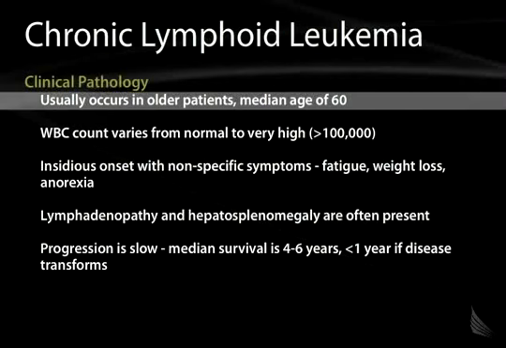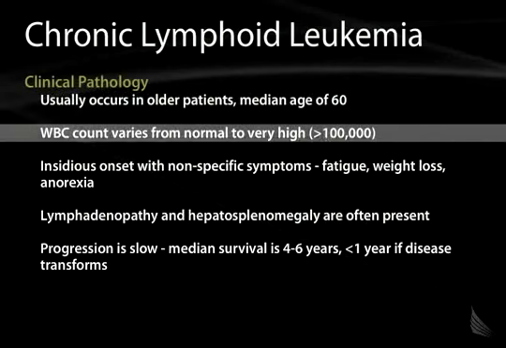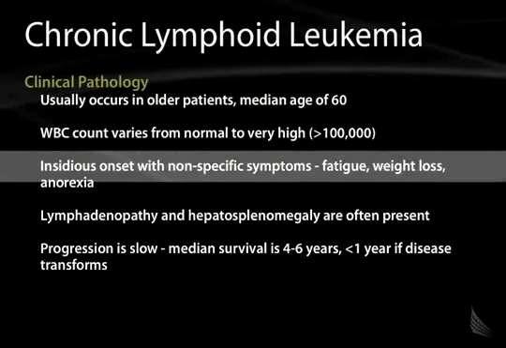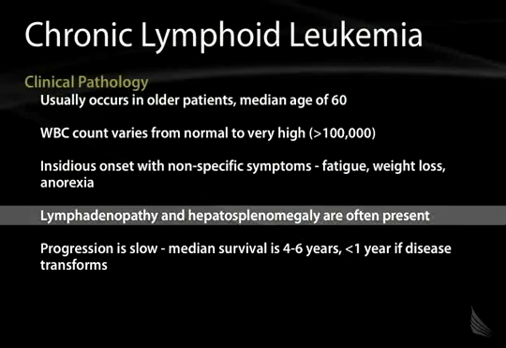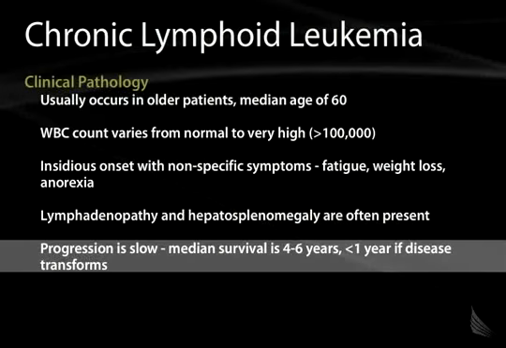CLL is usually a disease of patients over the age of 60. The white cell count can range from relatively normal to greater than 100,000. The onset can be relatively insidious: fatigue, weight loss, malaise, anorexia. Lymphadenopathy is often present but is not always seen. The progression is slow, and the median survival can be between 4 to 6 years, but if the disease transforms into a diffuse large B-cell lymphoma, the median survival is less than a year.